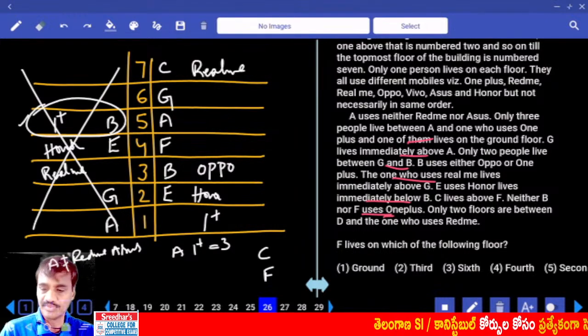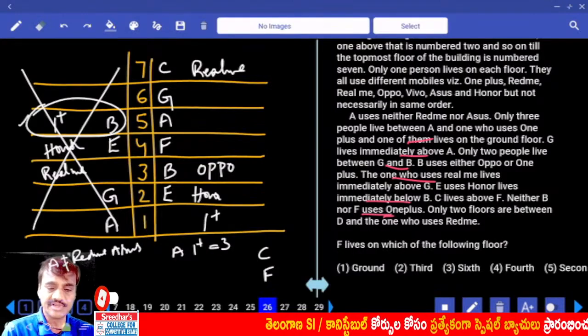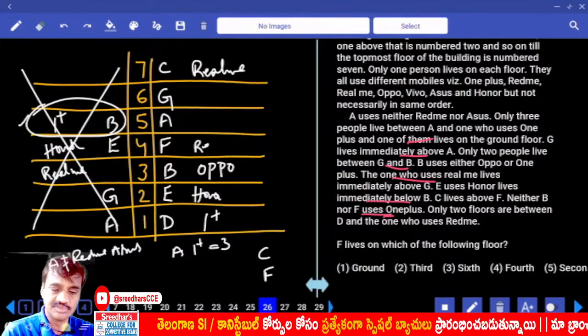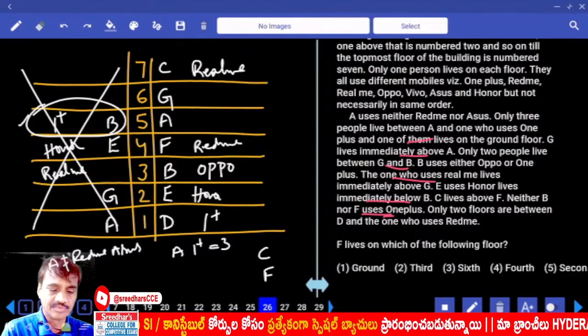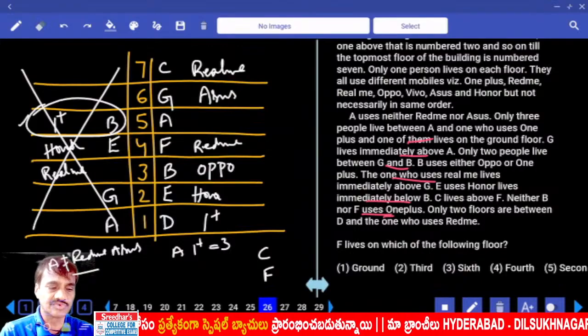Then next one, only 2 floors between D and Redmi. Now between D and Redmi there are only 2. D is here, so Redmi must be here. Now if Redmi is here, then A cannot be Asus and G is Asus. Now if G is Asus, what else is left over?